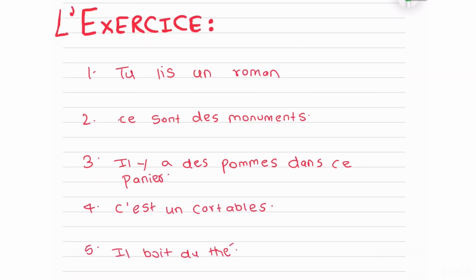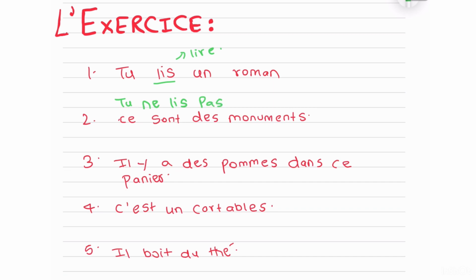Now we'll do an exercise to make sure it is crystal clear. Alright, so l'exercice. We have 5 sentences. We're going to make each of them into negative. So first one is tu lis un roman. That is, you read a book. Alright, first step is to identify a verb. It is lis, to read, from the verb lire. Okay, first step is to put ne before it and pas after it. So I get tu ne lis pas.